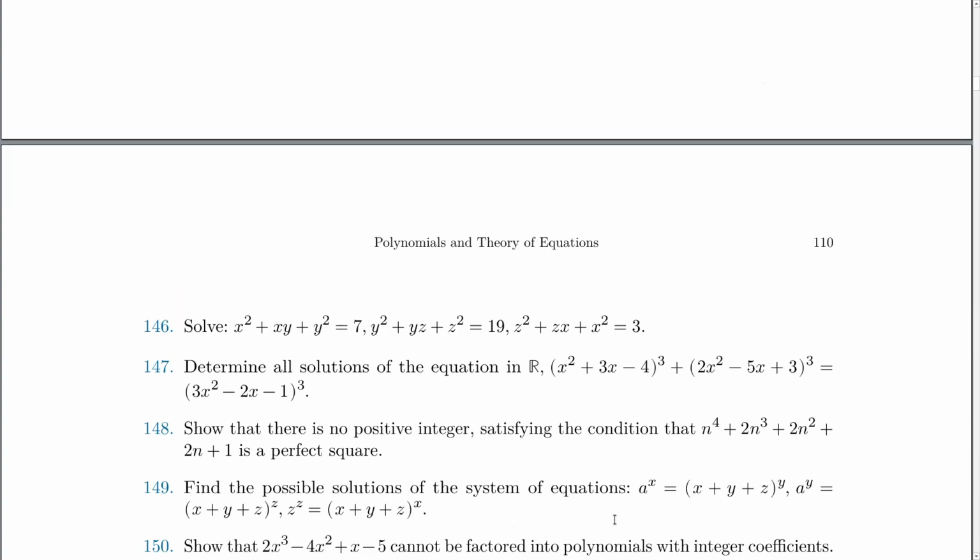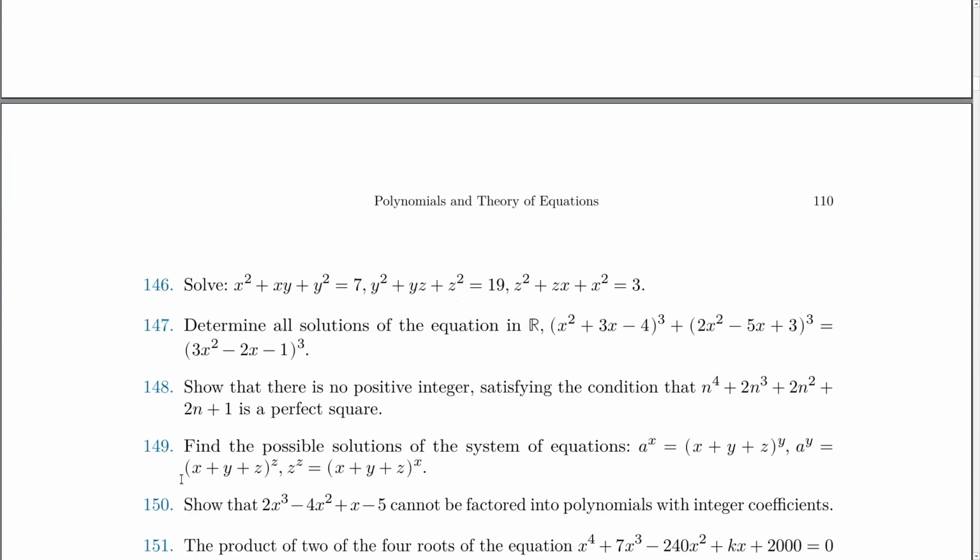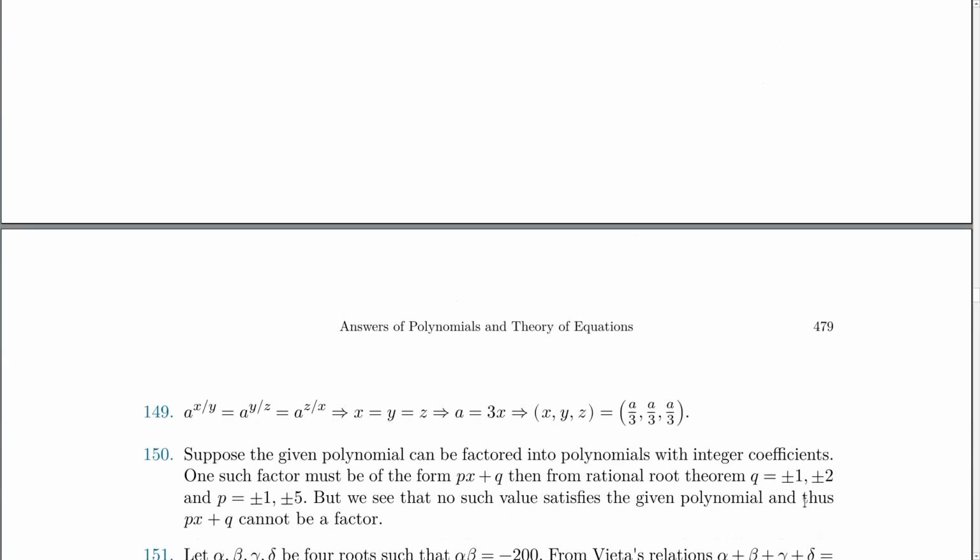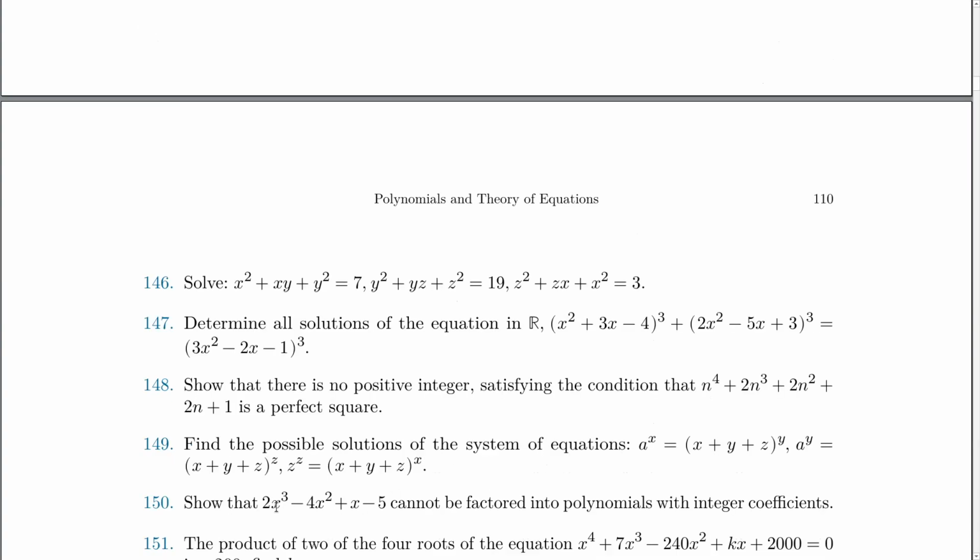Question 150 says: show that 2x³ − 4x² + x − 5 cannot be factored into polynomials with integer coefficients. So we assume that it can be factored into polynomials with integer coefficients. If you see this, this is a third degree equation, so one such factor should be of the form px + q. The other could be a quadratic.